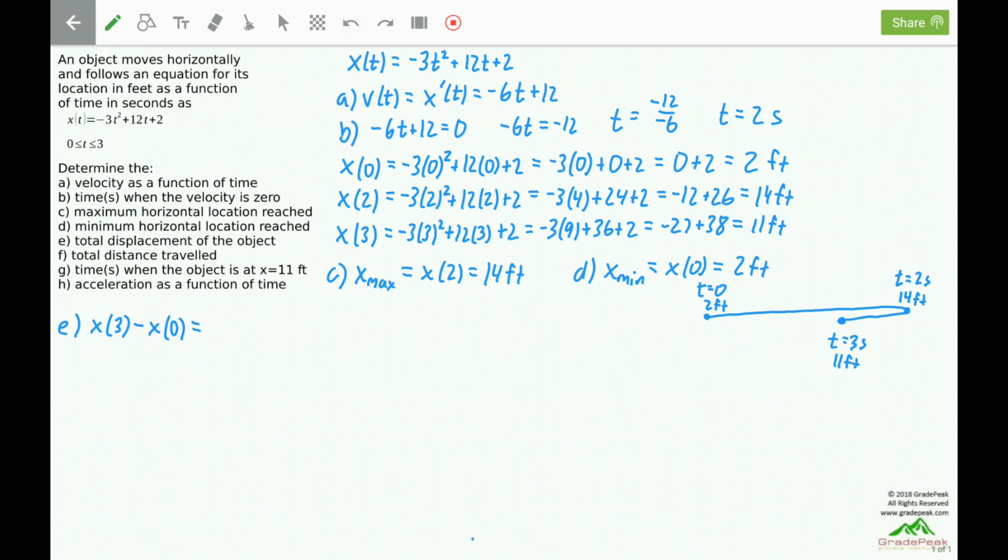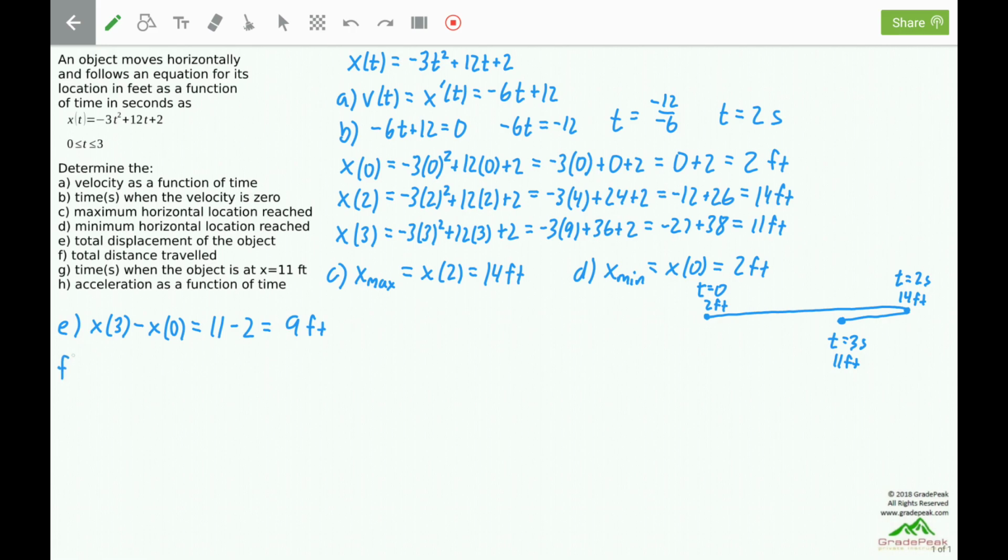Now x of 3 we've evaluated already. It was an 11. And x of 0 we've evaluated. It was a 2. 11 minus 2 is 9 feet. Displacement is how far it ends up relative to where it began. It ends up 9 feet away from where it began.